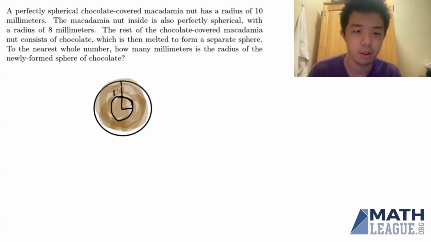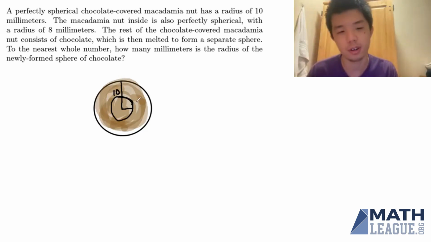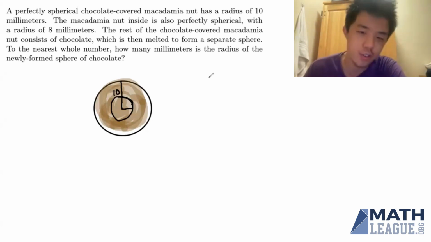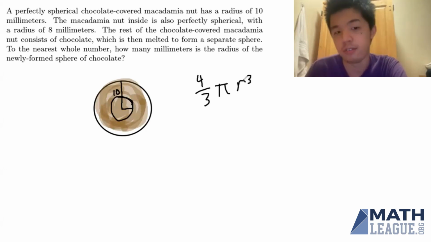And essentially, we want to find the volume of the chocolate that's not the macadamia nut, meaning we want to find the difference between the volumes of these two spheres, the entire thing minus the volume of the macadamia nut. Now, recall that the formula for the volume of a sphere, any sphere, is going to be 4/3 times pi times radius cubed, where this radius is the radius of the sphere. So this smaller one's going to have radius 8 and the bigger one's going to have radius 10.